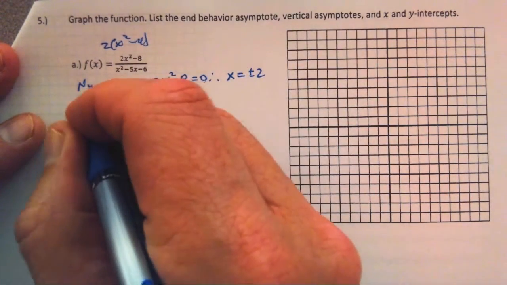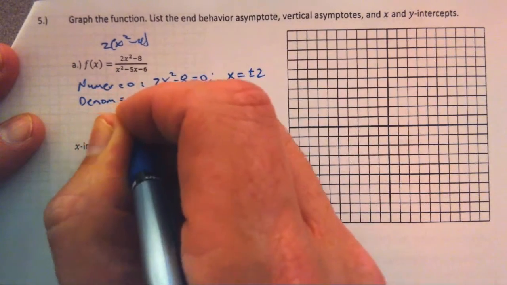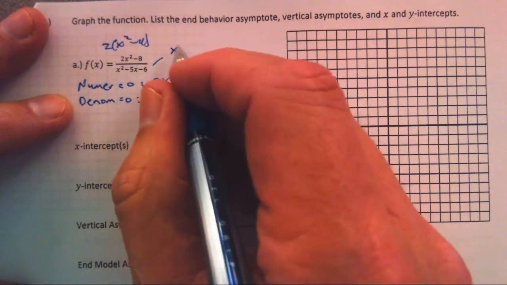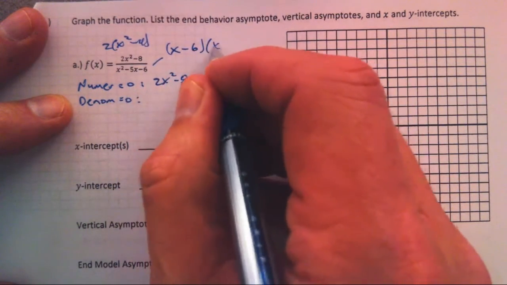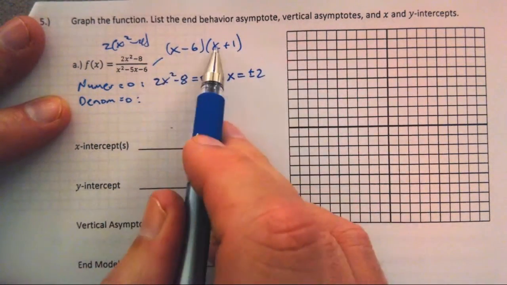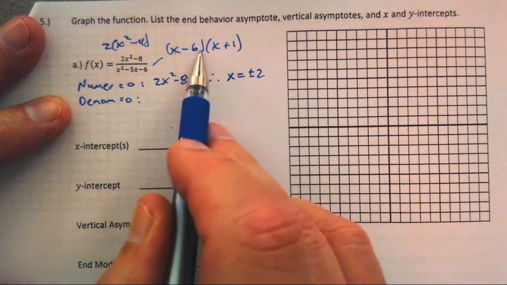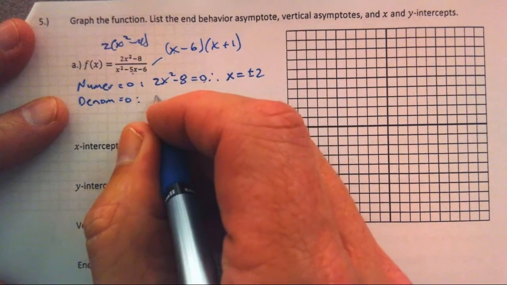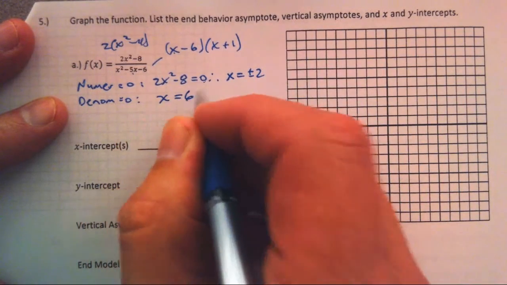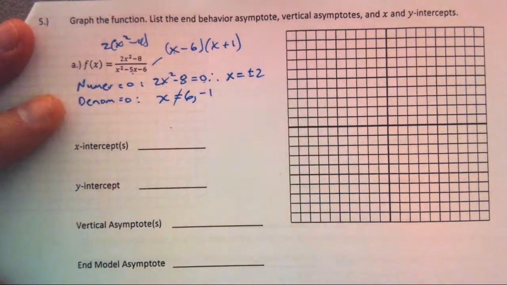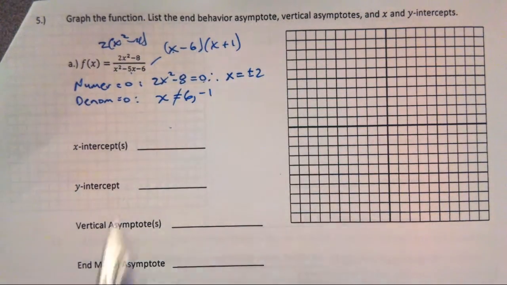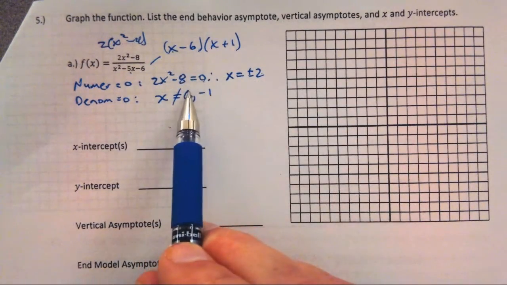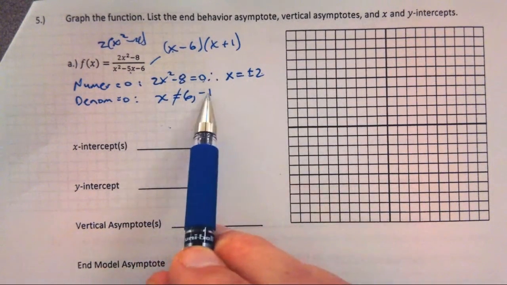Okay, denominator equals 0. Well, that denominator factors into x minus 6 times x plus 1. Let's check it: x squared plus an x, minus 6 x's and a minus 6. Therefore, the denominator is 0 when x equals 6 or negative 1. But really, the denominator can't equal 0. What I do notice is we do not have a hole in this graph because I don't have the same zeros on top as I do on the bottom.